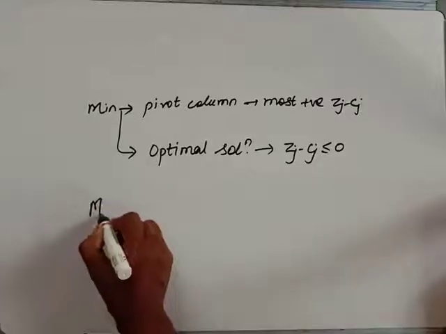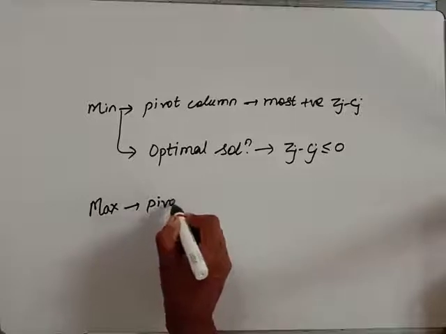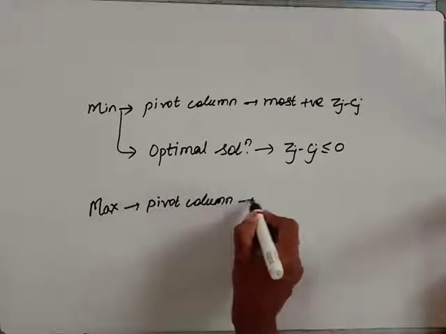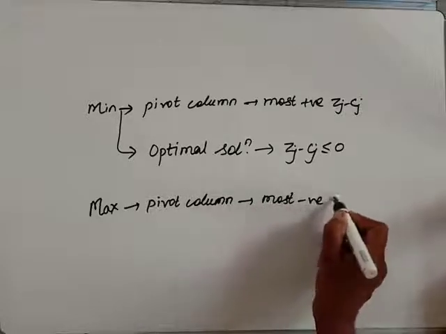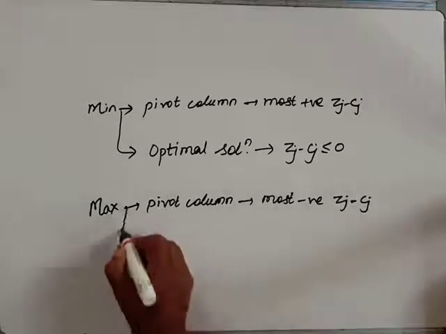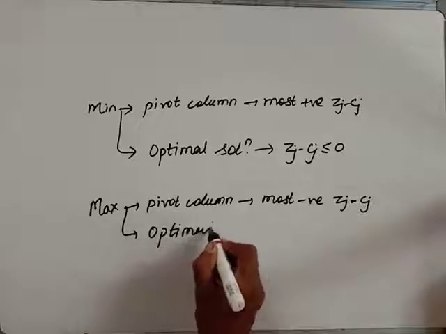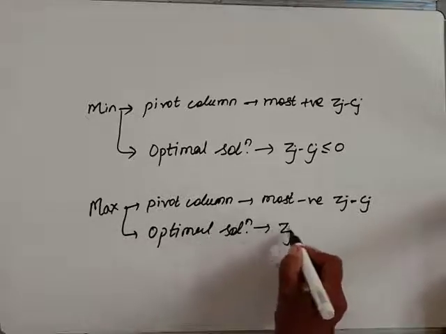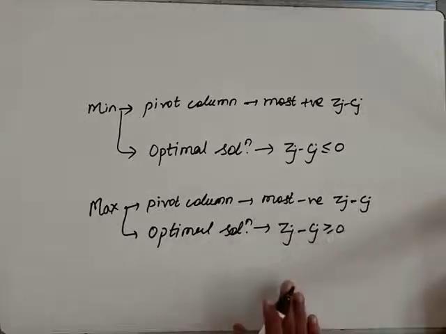Up till now we have been solving maximization problems, in which the condition for the pivot column is the most negative Zj minus Cj. And for the optimal solution, it requires all Zj minus Cj to be greater than or equal to 0.